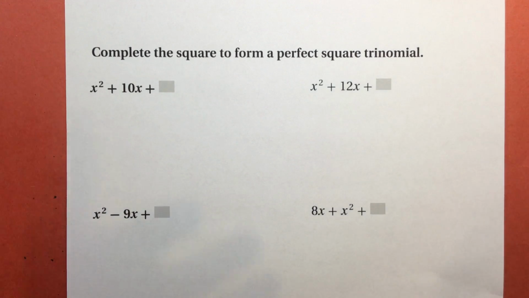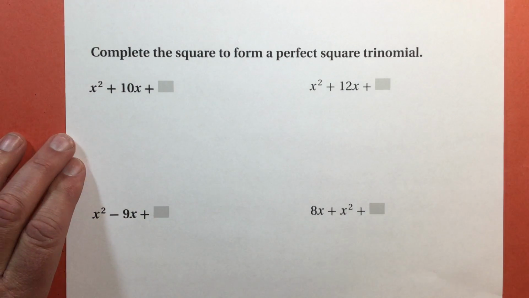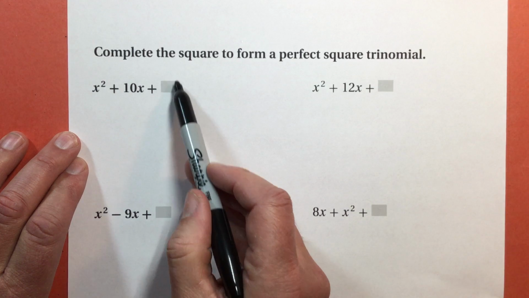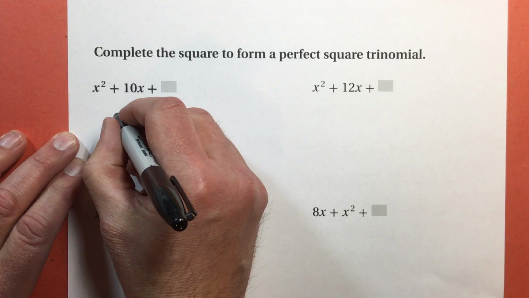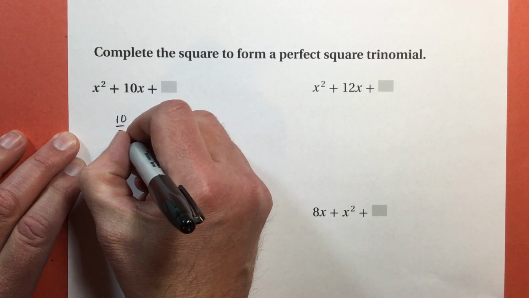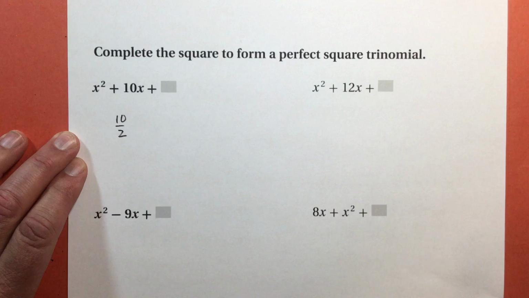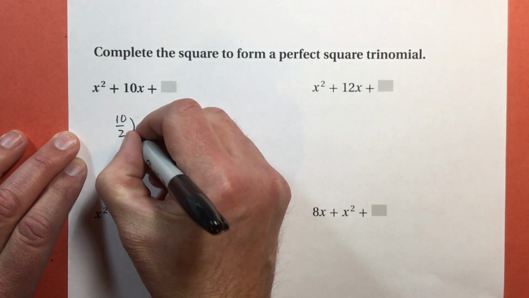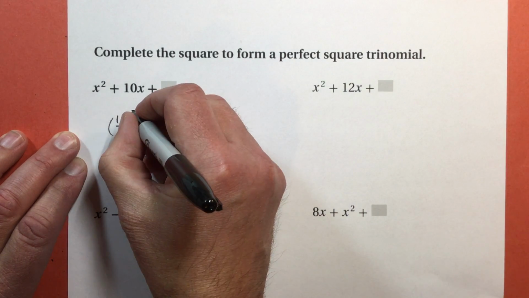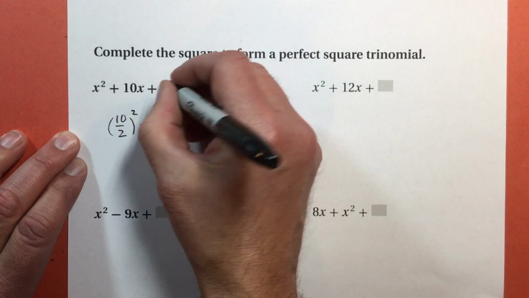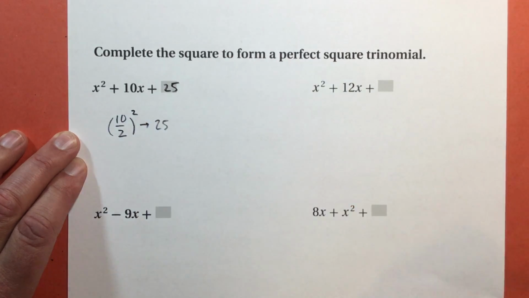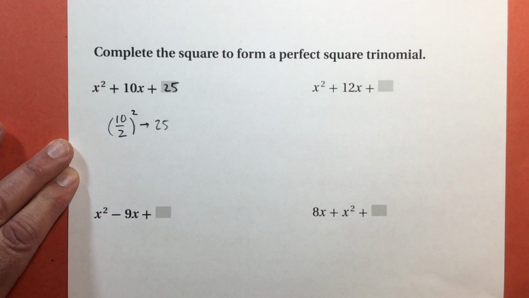So let's look at a couple of examples from here, and this is pretty straightforward. All we're doing is putting a number in the blank there. They use a gray rectangle. Don't panic about that. So what is going to go here that's going to make a perfect square trinomial? I take my 10 and I divide it by 2. That's 5. And after I divide, I'm going to square it. That's going to give me 5 times 5 is 25. So I get 25.